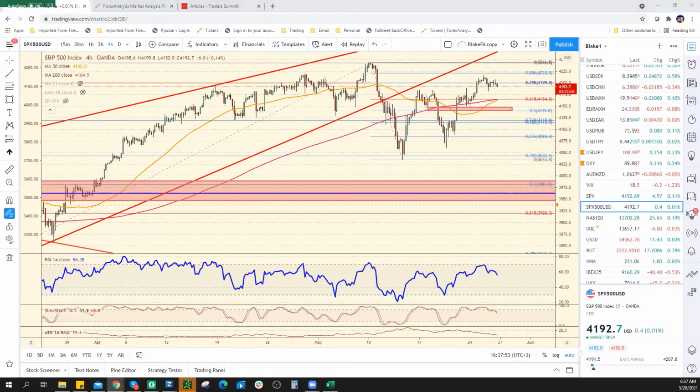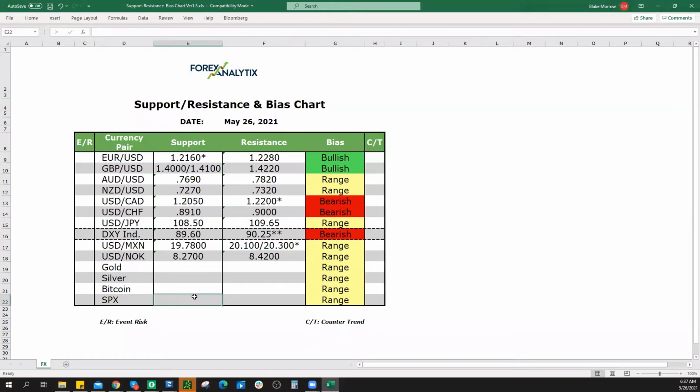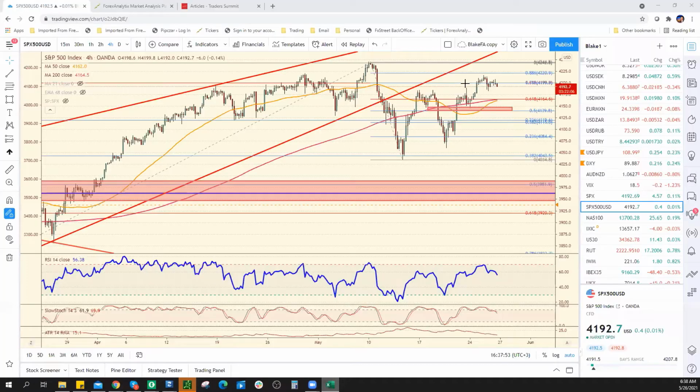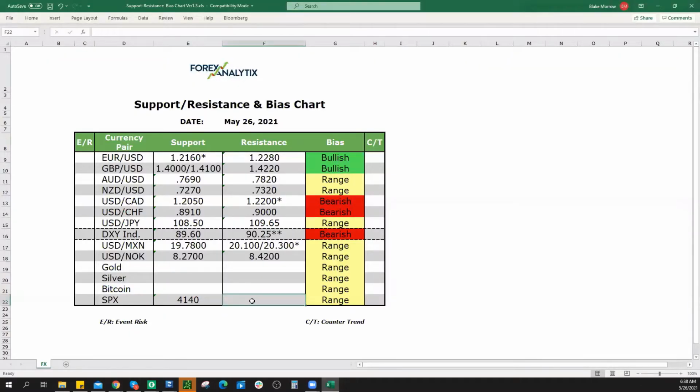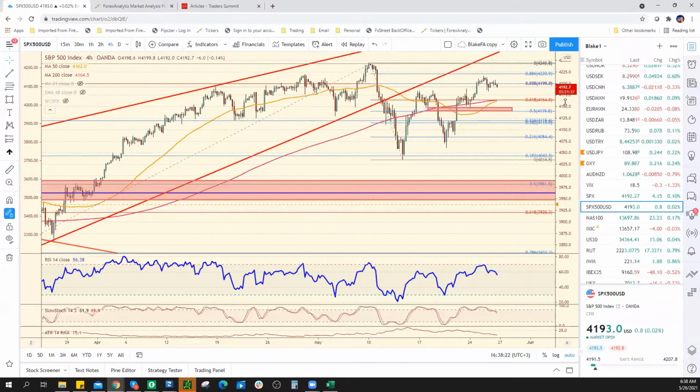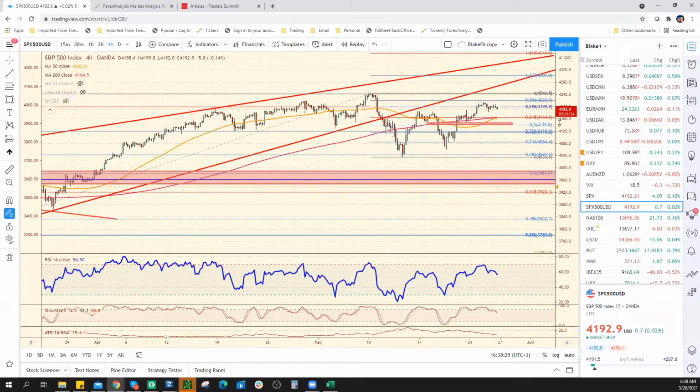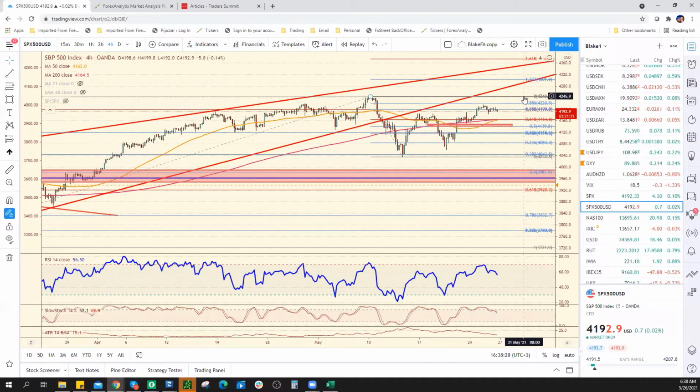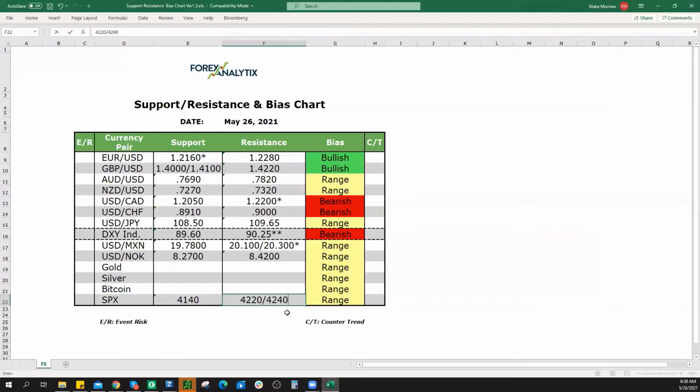So resistance is going to be, what is that, 42.10, 42.20. That's the 88% retracement. I'll write down 42.20, then 42.40. It's actually 42.50 would be the 42.45. Okay.